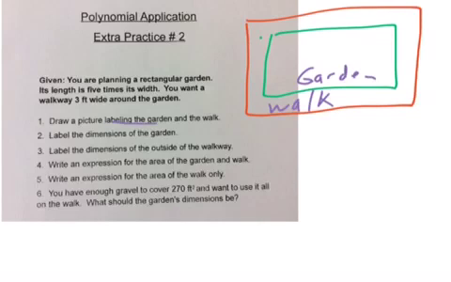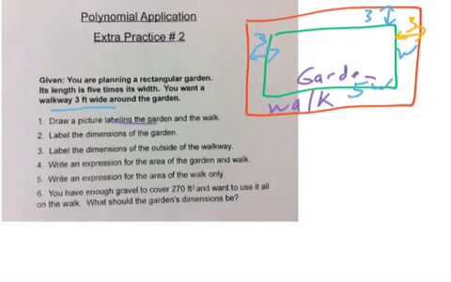And then here it says the length is 5 times the width, so I can make one of these dimensions be W, and the other one is 5W. And then you want a walkway that's 3 feet wide, so that means this distance here is 3 feet, and this distance across is 3 feet. But be careful, because you have 2 of those, so if that's 3, this is also 3 over there. I'll just make a note of that.